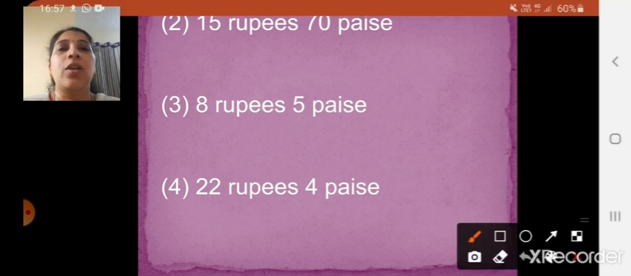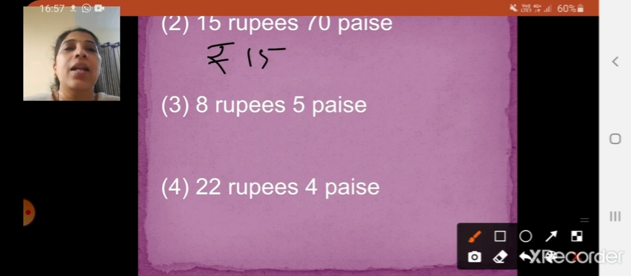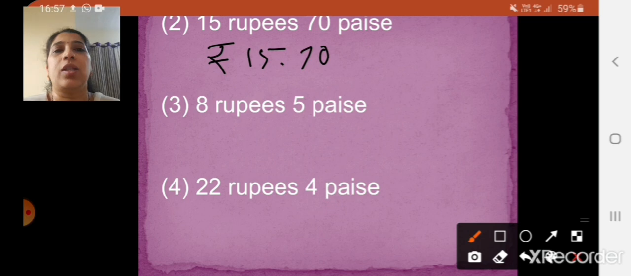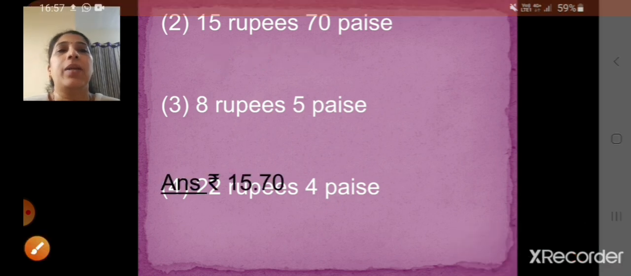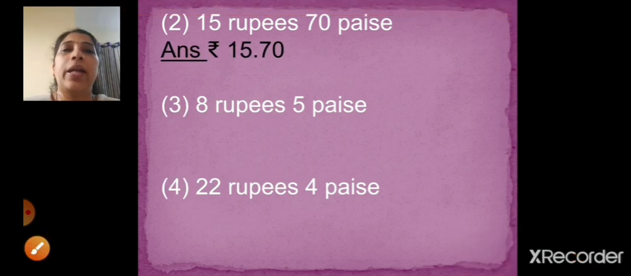Now the second one is 15 rupees 70 paise. Now it is 15 rupees, so you will write it as rupees 15. Now 70 paise, so 0.70. So your answer will be rupees 15.70.